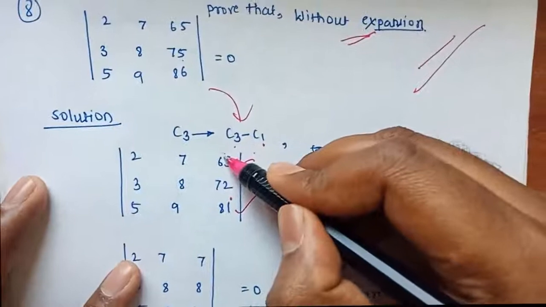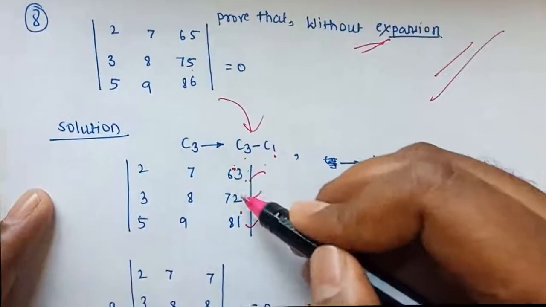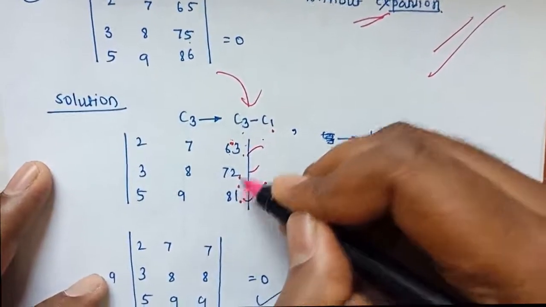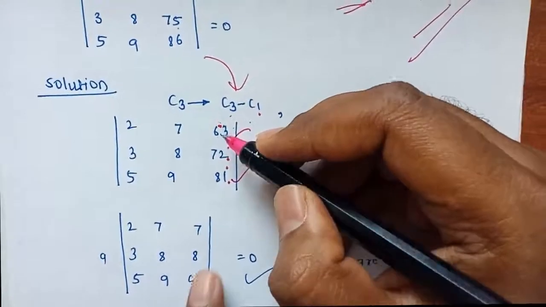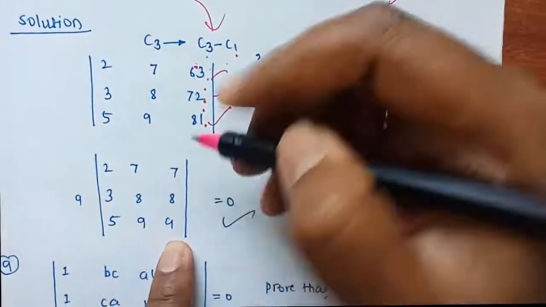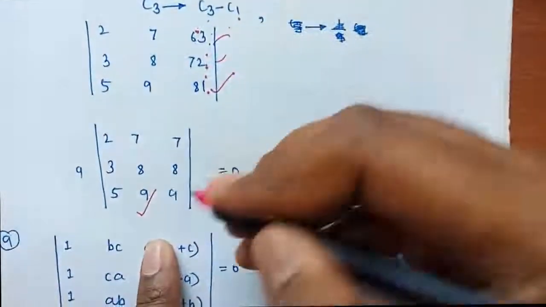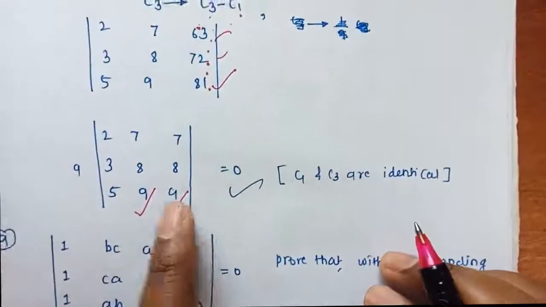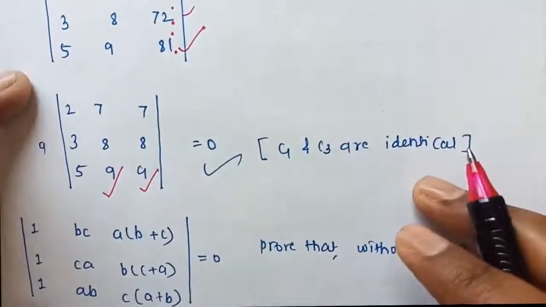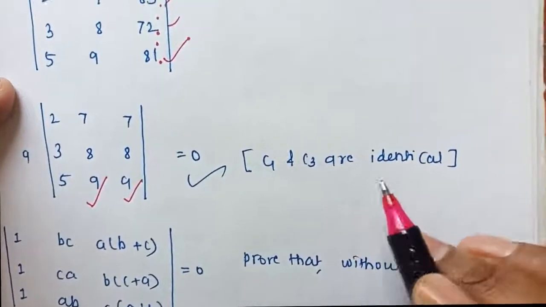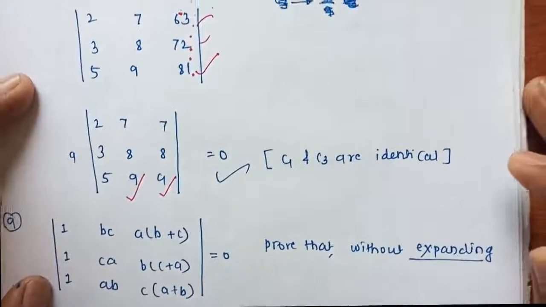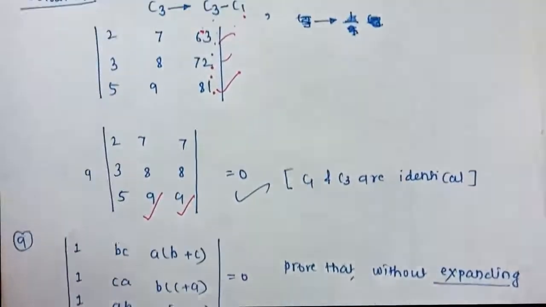Now I can take 9 common from this column. After taking 9 common, 63 by 9 is 7, 72 by 9 is 8, and 81 by 9 is 9. So now column C2 and column C3 are identical, and we know that in a determinant, if two columns are identical, then the answer is equal to 0. That means I have solved this problem without any expansion. Directly I have used the properties of determinant. So this method is called solving the problem by using the properties of determinant.